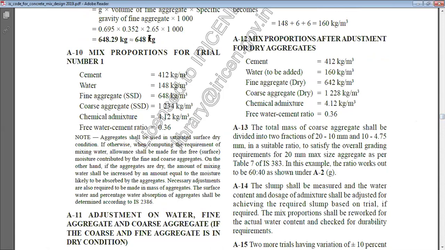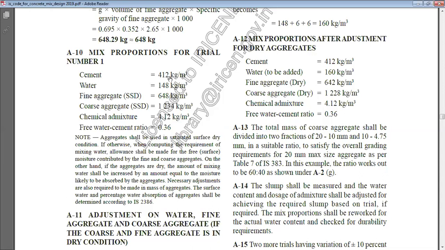From this trial, this is very important. Cement content you got is 412 kg per cubic meter. Water you got as 148 kg. Fine aggregate, that is SSD, saturated surface dry condition, you got as 648. For coarse aggregate it is 1234 kg per cubic meter, and chemical admixture you got as 4.12 kg per cubic meter, and the free water cement ratio is 0.36. This is the first trial mix.